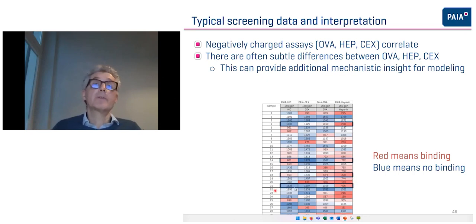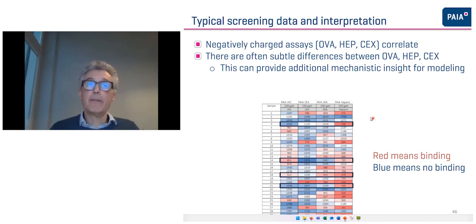For example, if you look at number 21 here, you can see there's no CEX binding, so no binding to negatively charged beads, but quite strong binding to heparin. So you can say for this molecule, this is not ionic interaction. This is an interaction with heparin, which is not based on ionic interaction, right?